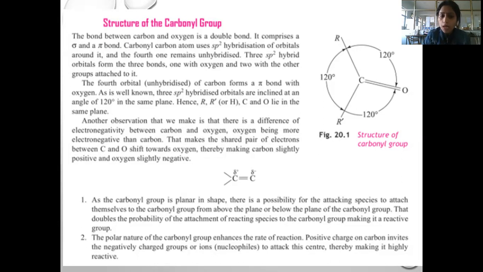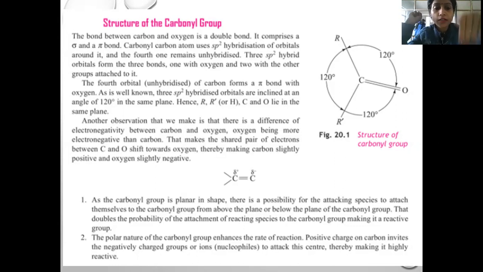Now, since the carbonyl group is planar, there is a possibility that the attacking species will attach itself to the carbonyl group from either above or below the plane. That is why it is a reactive group. That is why the carbonyl functional group in carbonyl compounds is reactive. Why? Because of this difference in the polarity of carbon and oxygen in the C=O bond.